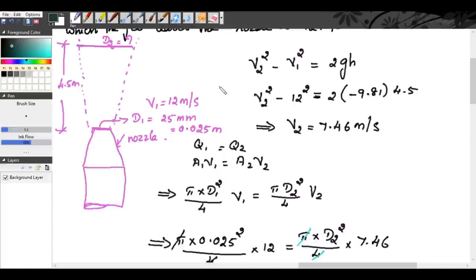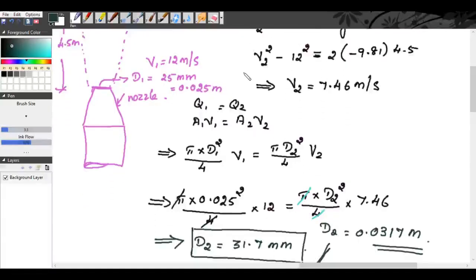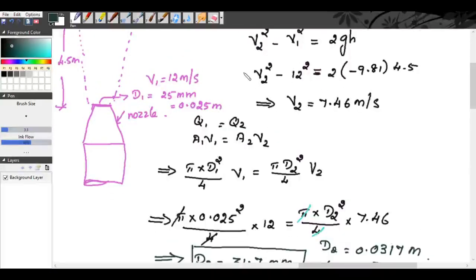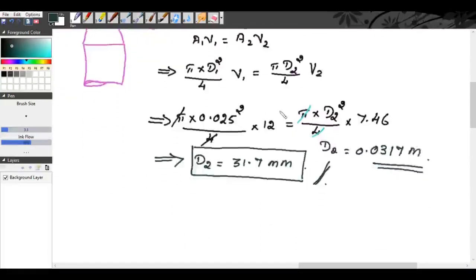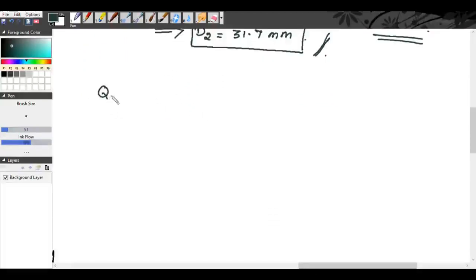So today what we have seen is the application of continuity equation, and we solved 5 problems using this continuity equation. So things to remember from today's classes: Q1 is equal to Q2, and if the pipe gets branched, your Q1 will be equal to Q2 plus Q3.